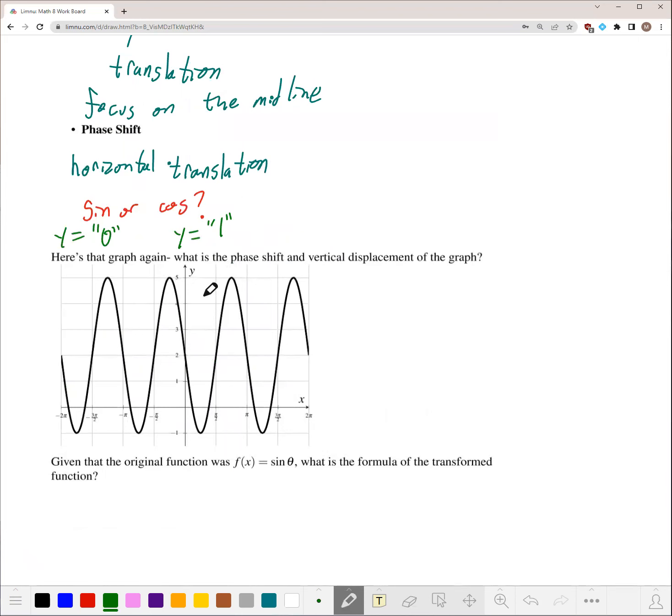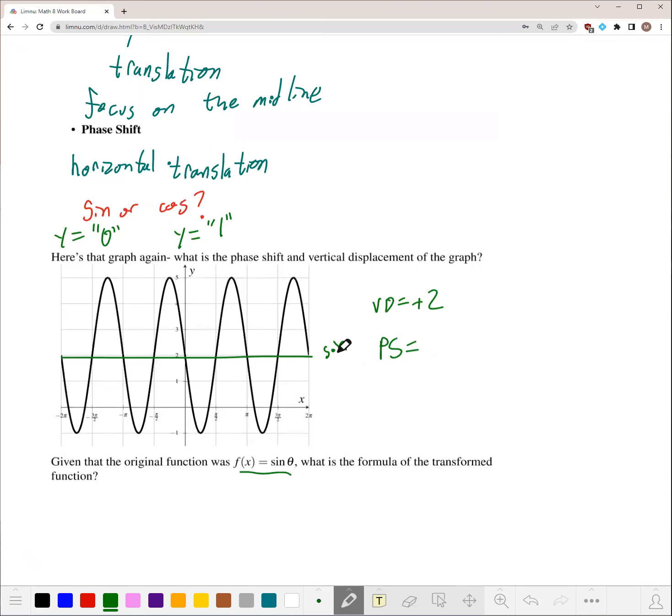So here's the same graph. Let's start with our vertical displacement because that's easier. Our base position for our midline is at 0. So remember, we found that our midline was here at 2. So we can say that our vertical displacement is at +2. We'll write that. And then our phase shift, well, let's consider this as a sine function. I'm going to do that because it says so down here. But let's do it as a sine function, and actually we'll also do it as a cosine function later.